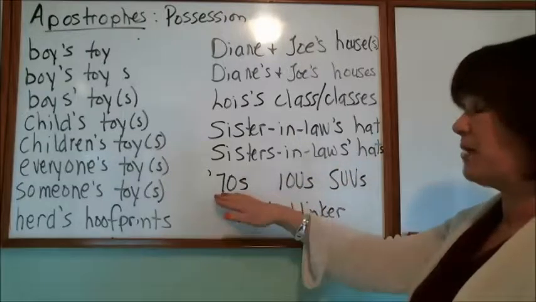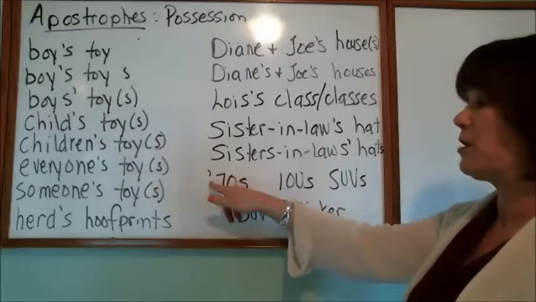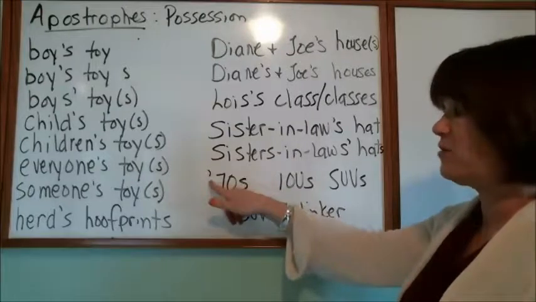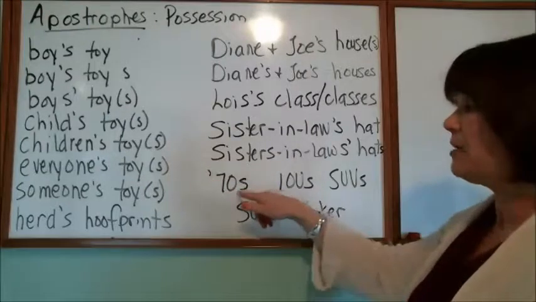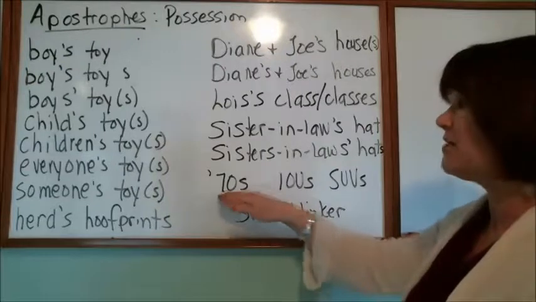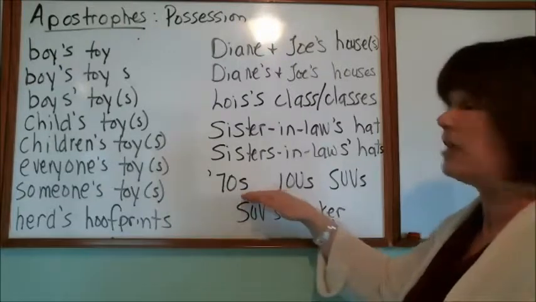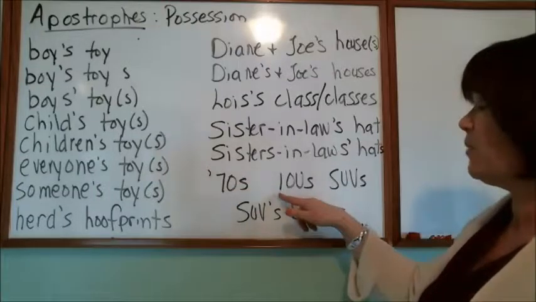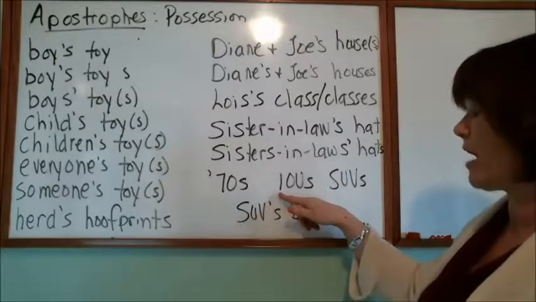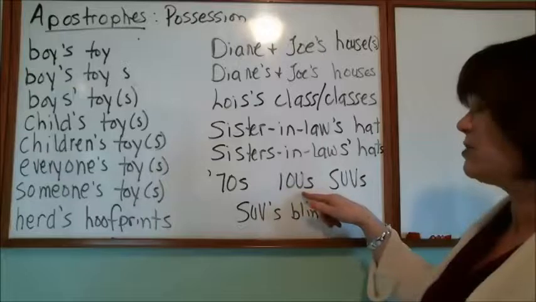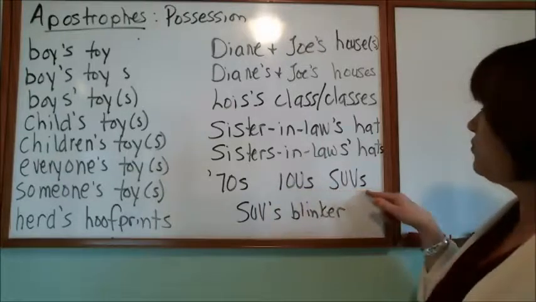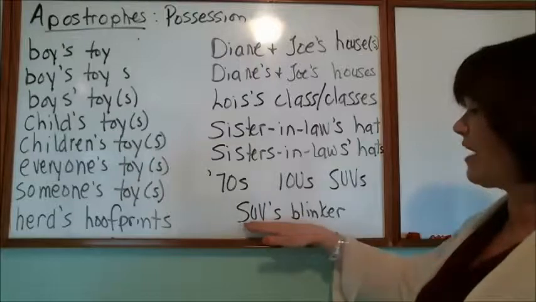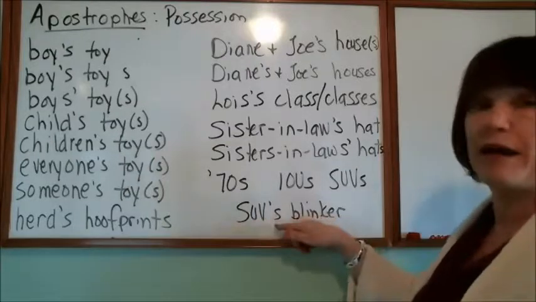When you have numbers, you go ahead and put an apostrophe in for what you take out. For example, '70s, we took the 19 out, so we put the apostrophe in, but no apostrophe after 70. The 70s aren't owning anything. You're just talking about a group of years. It's a plural. Same thing with our initialisms or our acronyms. IOUs, no apostrophe. SUVs, no apostrophe. If, however, you're talking about the SUV's blinker, you put it back in.